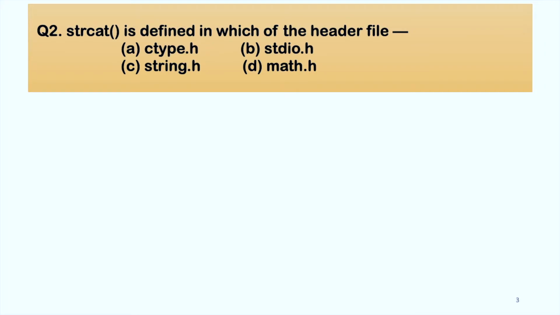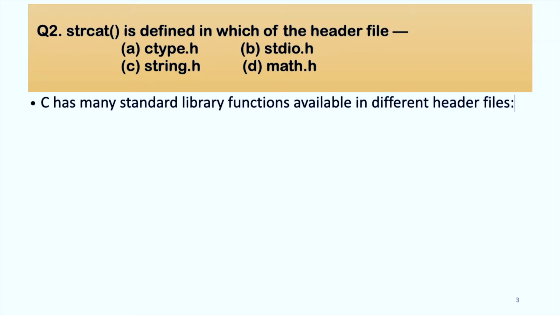strcat is defined in which of the header files? ctype.h, stdio.h, string.h and math.h. Instead of telling you right away the header file where this function is defined, let's see all these four one by one, so that in future if we get a different question from any of them, we can answer. So let's first see what is there in ctype.h.